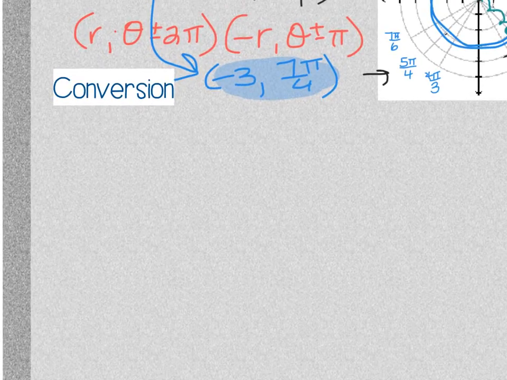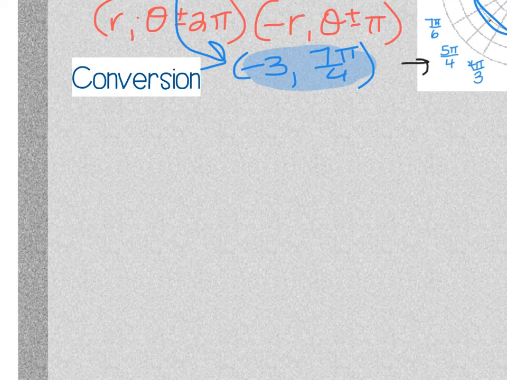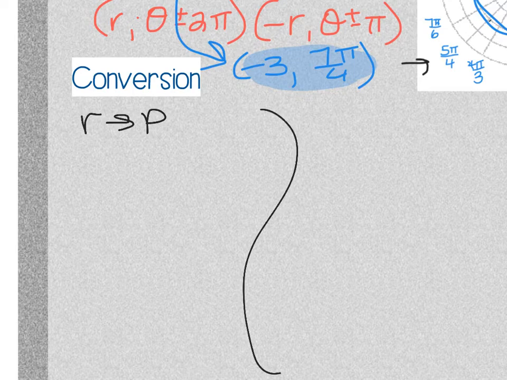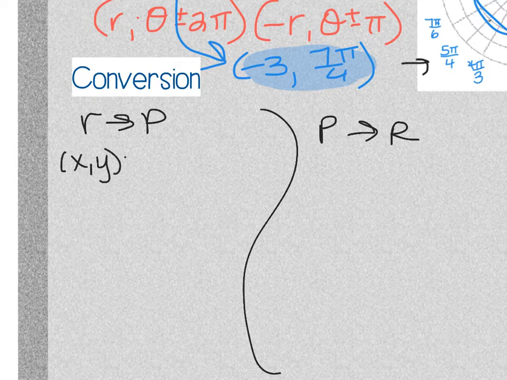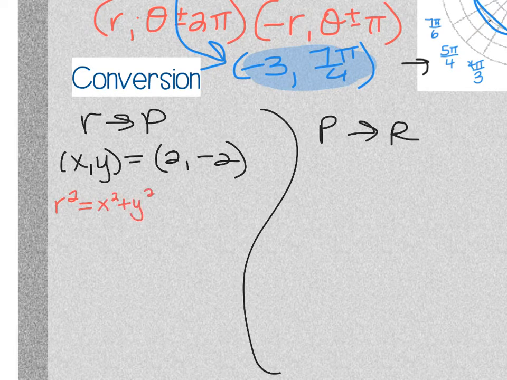Okay, and then conversion. So we went 2 ways with conversion. We went from rectangular to polar, and we went from polar to rectangular. So if it's in rectangular, it's going to say x comma y equals, and it's going to give you a point, like let's just say 2, negative 2, something like that. So for this, 1 I need r, and 1 I need theta. So I find r by using r squared equals x squared plus y squared. And I find theta by doing tangent of theta equals y over x. So those are formulas you need to know.